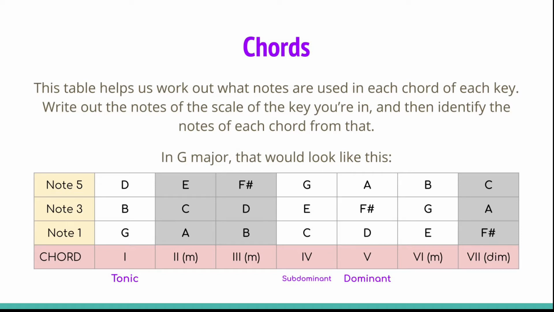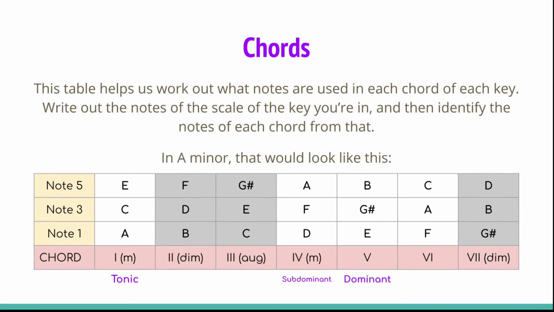So let's take a look at the final key, which is the key of A minor. The chords in this key are a bit different. They take a different format. Chord 1 and 4 in A minor are minor chords. Chords 5 and 6 in the key of A minor are major chords. So this is a bit different to the major keys that you've just learned about.